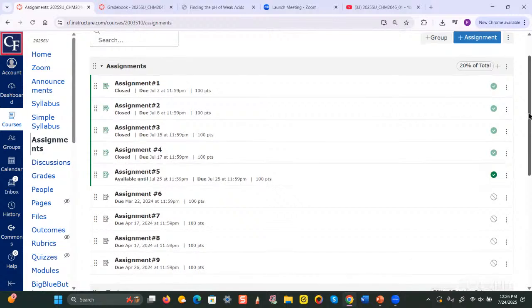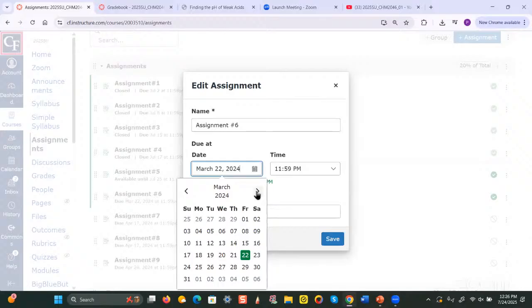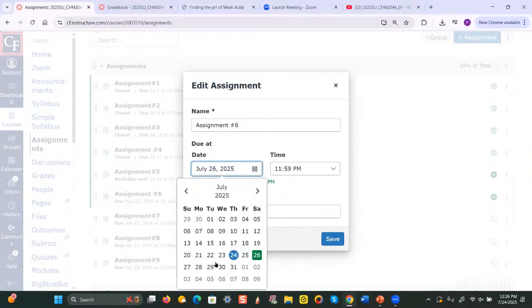This is assignment number 6. And today is the 24th. I'm going to let it be due on Saturday. And the only reason why is that your next test is going to be on the 31st. So I want to grade it and get it back to you so you can have that to review.